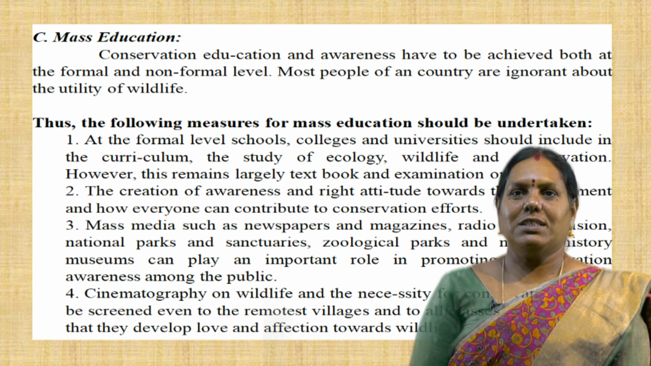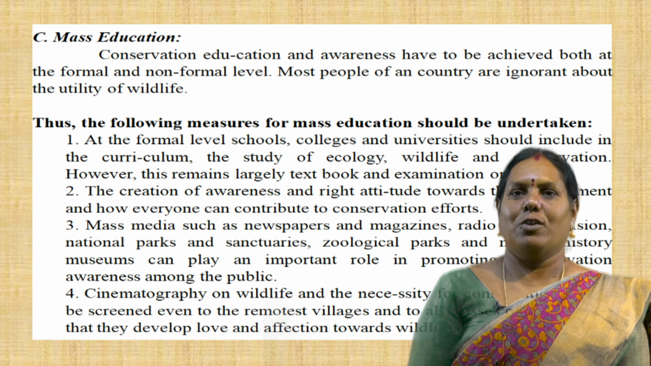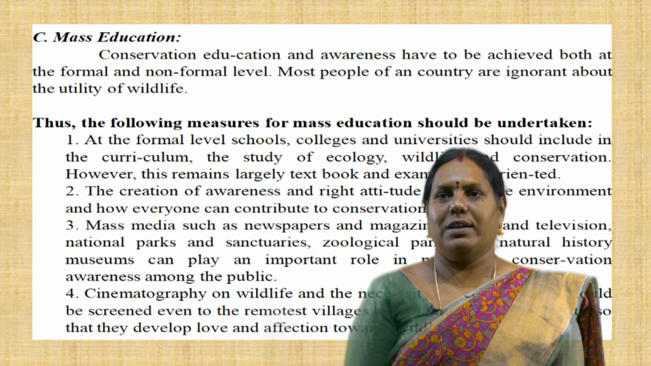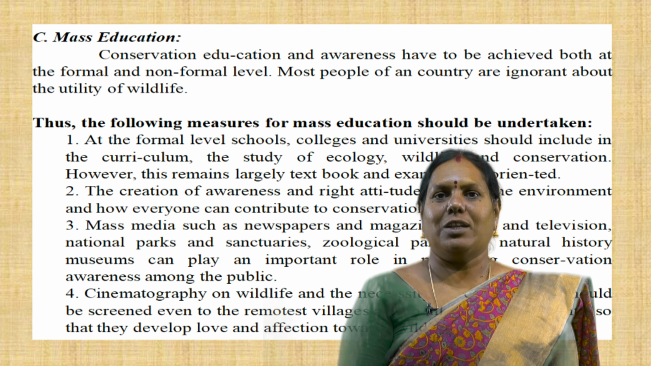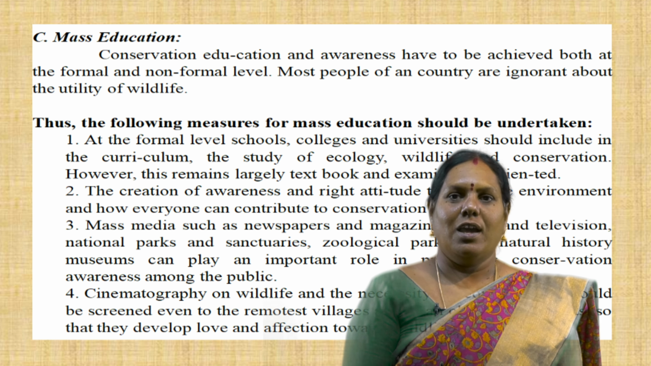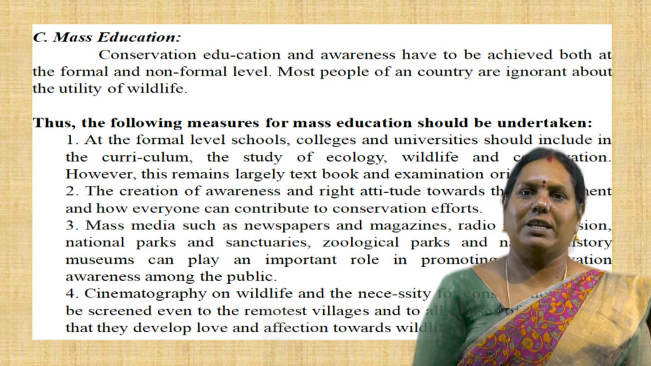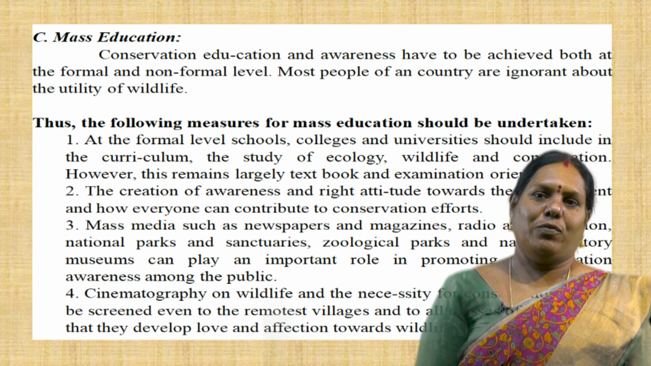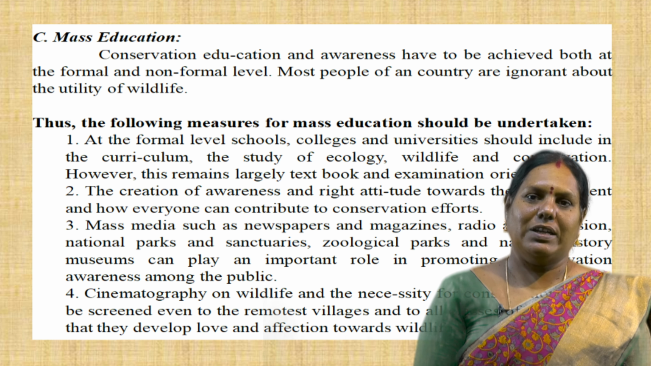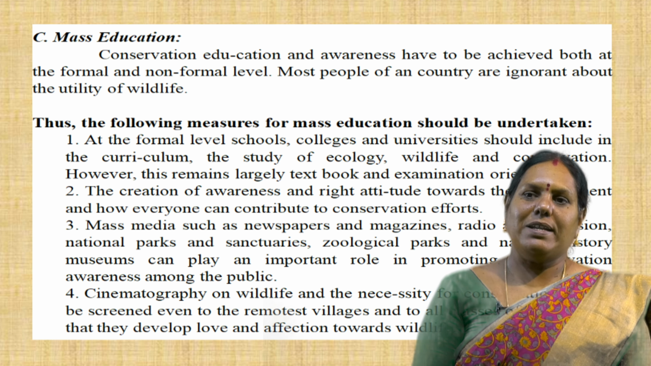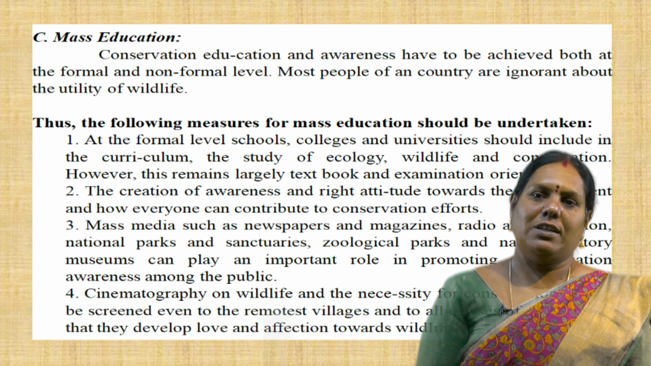Mass education. Conservation education and awareness have to be achieved both at the formal and informal levels. Most people of a country are ignorant about the utility of wildlife. So, we have to educate both the illiterate and literate people through mass education. Thus, the following measures for mass education should be undertaken. At the formal level, schools, colleges and universities should include in the curriculum the study of ecology, wildlife and conservation. However, this remains largely textbook and examination oriented.